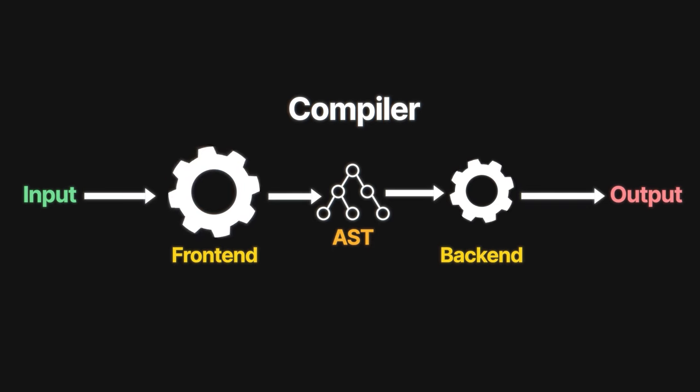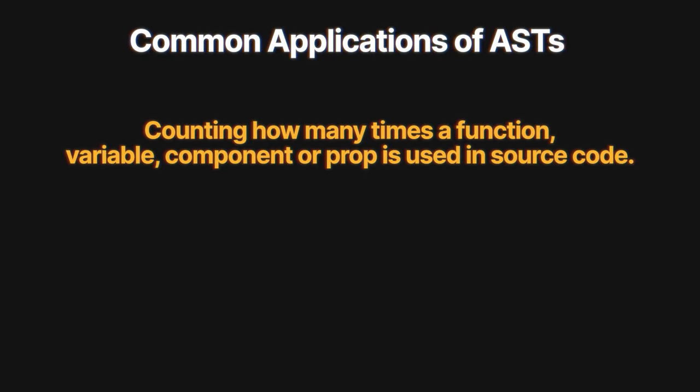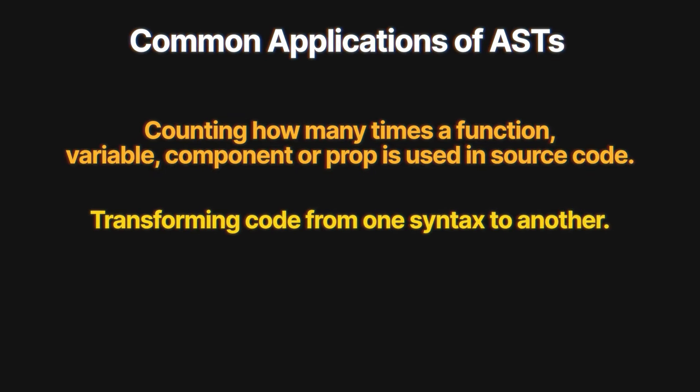While ASTs can seem complex, most of the complexity is in generating them from source code. Fortunately, there are many great tools in the JavaScript ecosystem that can handle generating ASTs. Understanding what ASTs are will unlock a whole new set of practical skills. For example, some common applications of ASTs include counting how many times a function, variable, component, or prop is used in source code, or transforming code from one syntax to another, or enforcing rules for syntax or other static analysis, for example, disallowing unused variables.